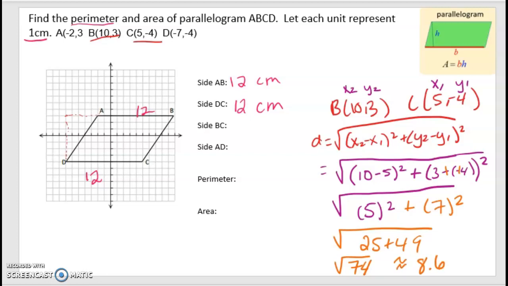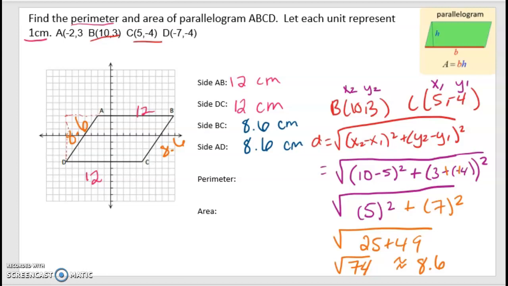Okay, so that means that AC and BC, because opposite sides of parallelograms are congruent, are both going to be 8.6. If they weren't congruent, you would do the distance formula again. So that can be kind of annoying, but you're going to keep doing the distance formula. And you can verify that AD is also congruent if you were to plug in x1, y1, x2, y2 using A and D as your points instead. So that means side BC is 8.6, side AD is 8.6, and the units on those are both centimeters.